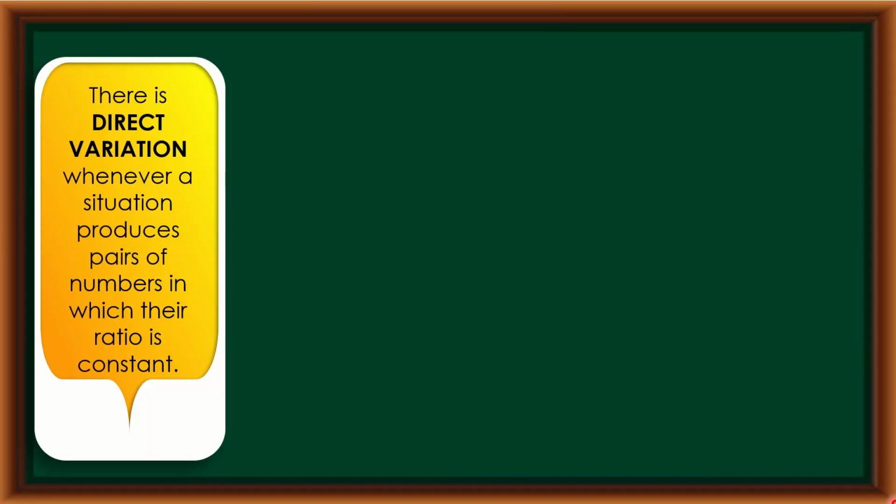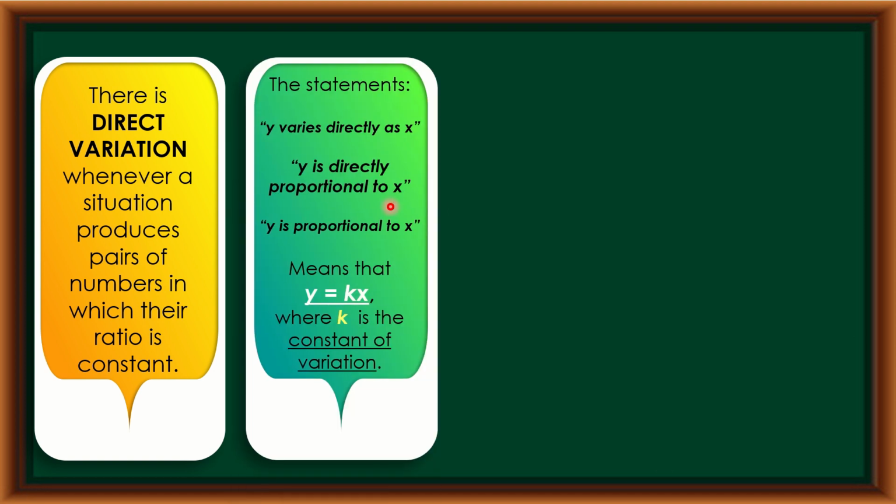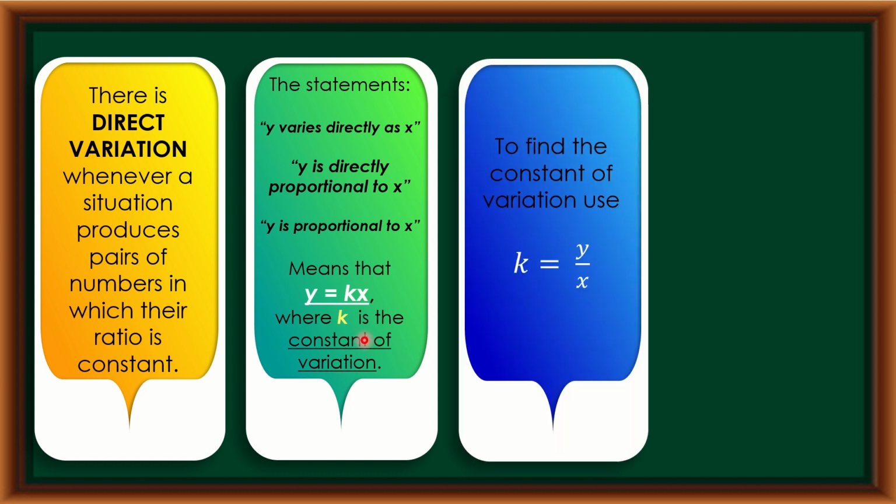Actually, there is direct variation whenever a situation produces pairs of numbers in which the ratio is constant. The statements y varies directly as x, y is directly proportional to x, and y is proportional to x mean that y is equal to k times x, where k is the constant of variation. To find the constant of variation, use k is equal to y over x.